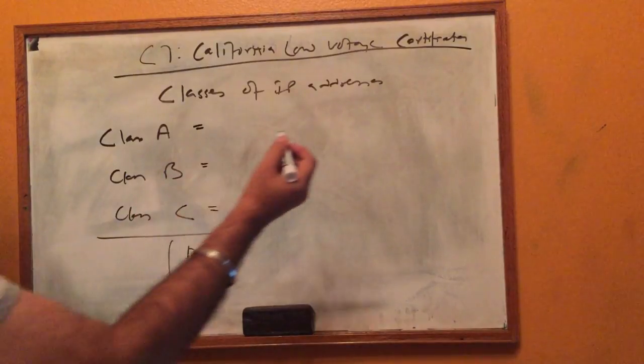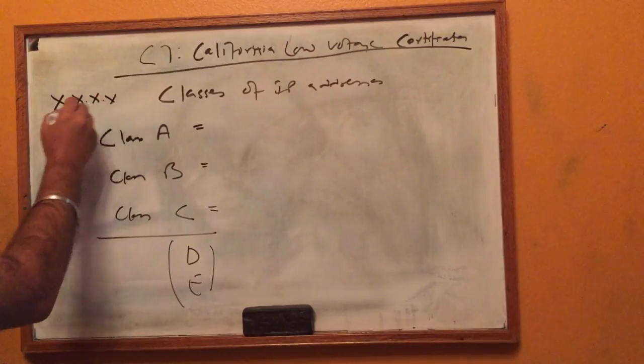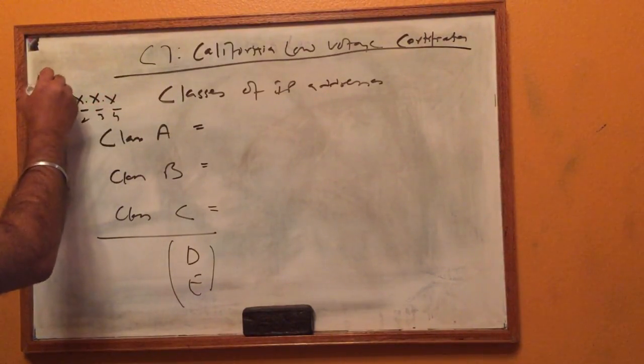Just as a reminder, IP addresses are in 4 octets, 1, 2, 3, and 4, and they have numbers ranging from 1 to 255.